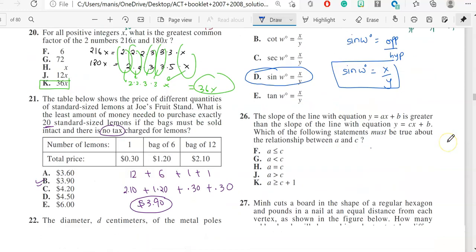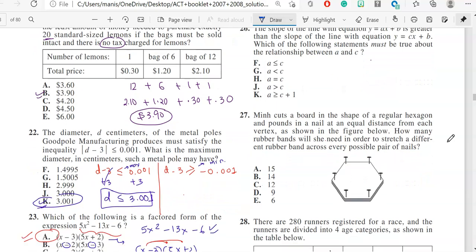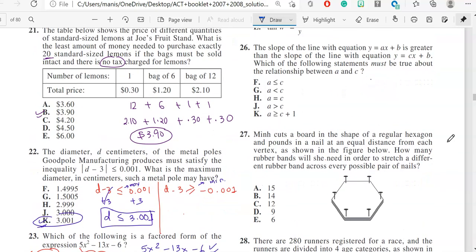Let's move to the next problem. The slope of the line with equation y is equal to ax plus b is greater than the slope of the line with equation y equal to mx plus b. Sorry, y equal to cx plus b.